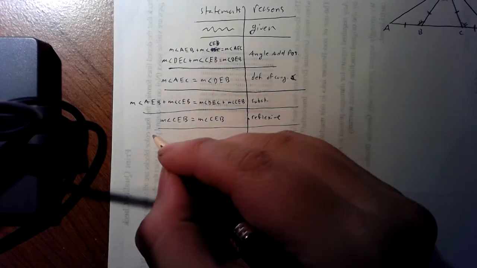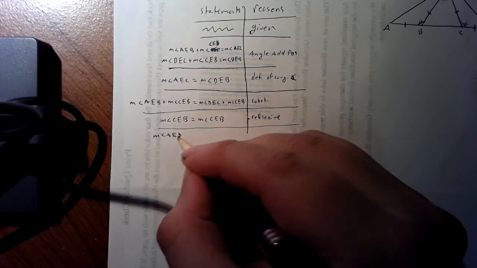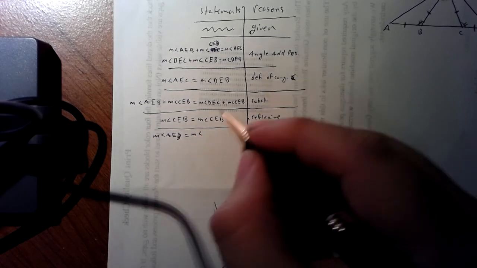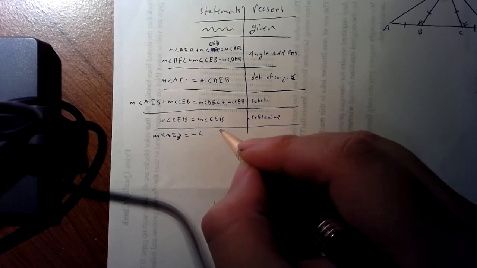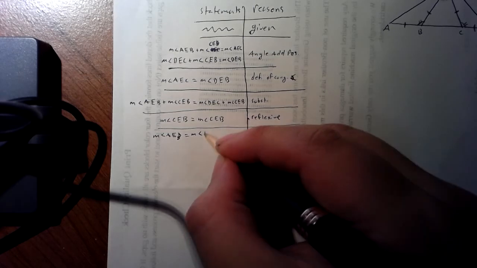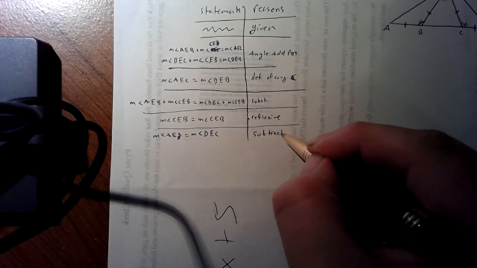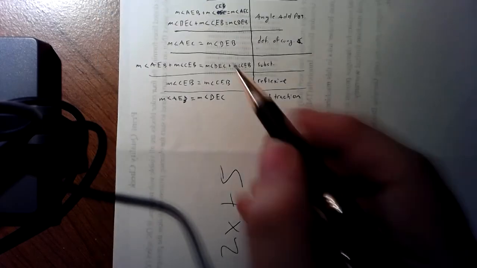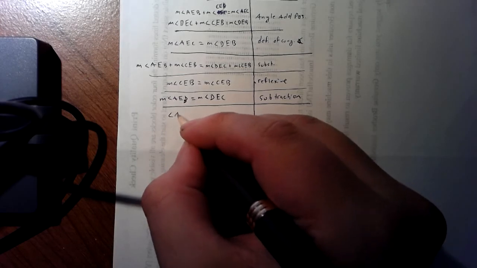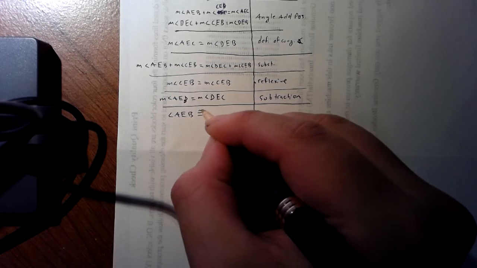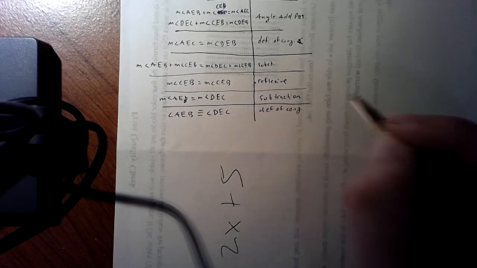Then we can use the subtraction property, and we arrive at the statement measure of angle AEB is equal to measure of angle DEC. Wait, did I write that right? Oh, sorry, measure of angle DEC, that's what I meant to say. Alright, so that one was subtraction property. Now that we have that, we can use the definition of congruence to conclude that angle AEB is congruent to angle DEC. So def of congruence, congruent angles.